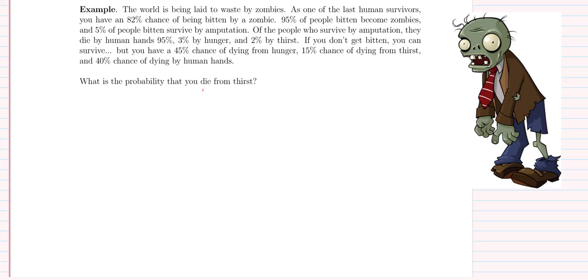Alright, so we want to pay attention to all the different outcomes that can happen, right? So first, starting out during the apocalypse, you're human, you're fine, but then, you know, zombies come out and either you get bitten or you don't get bitten, right? So either you're a human being that is bitten or you're a human being that does not get bitten.